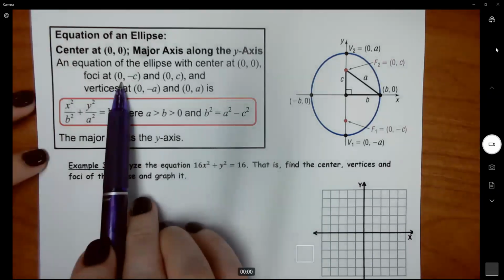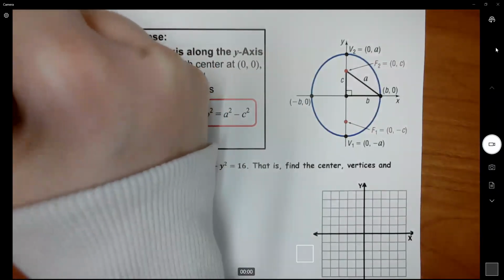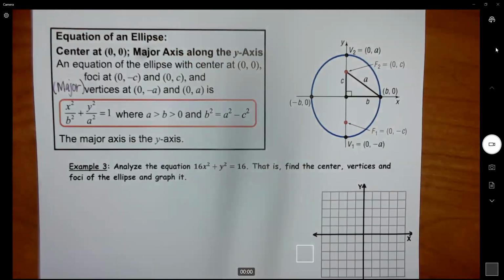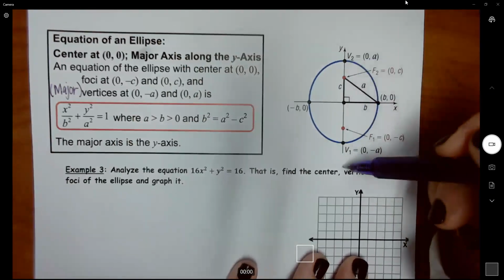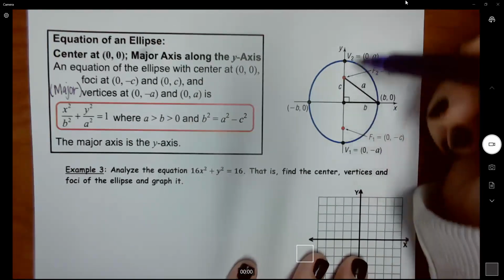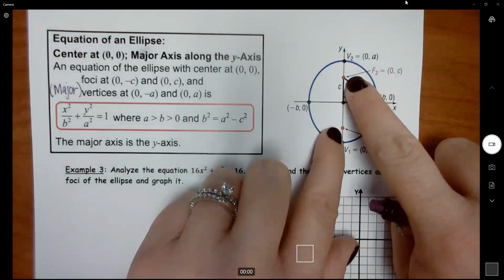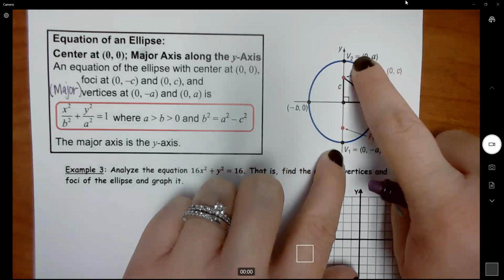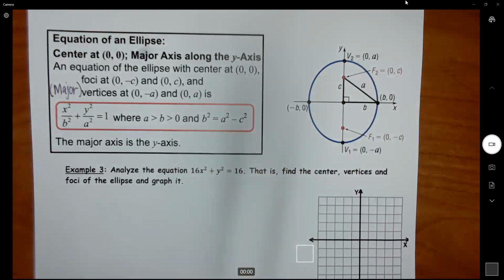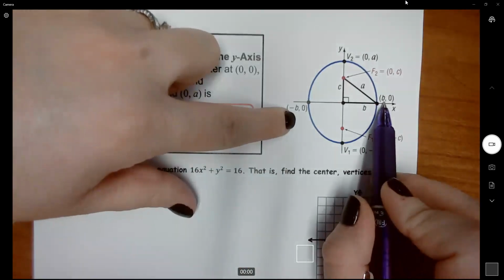The foci are still labeled as C, and when they just say vertices, the major vertices are still labeled as A. And so you can see my major axis is the y-axis. You've got your two foci along that major axis, and then your two major vertices along the major axis as well. So we still have our minor vertices that are going to be labeled as B.